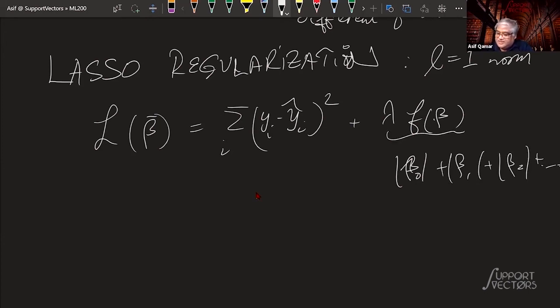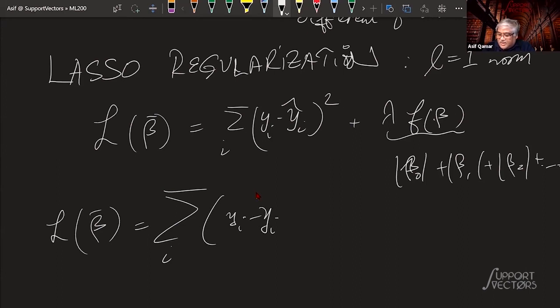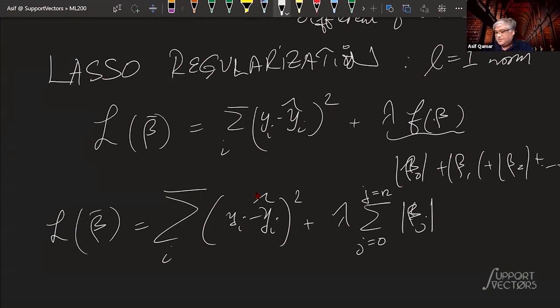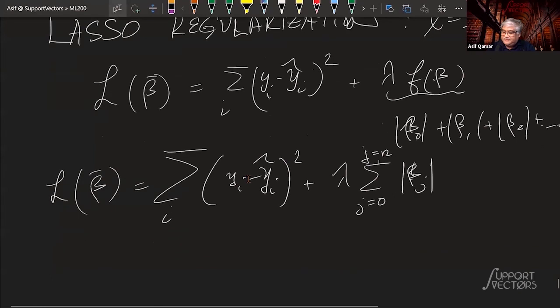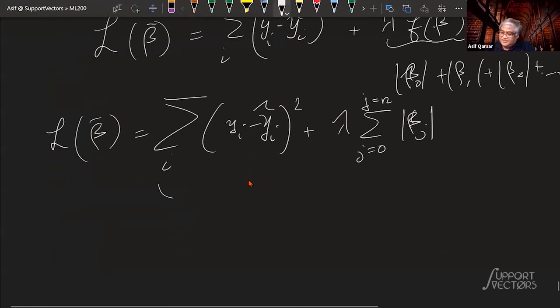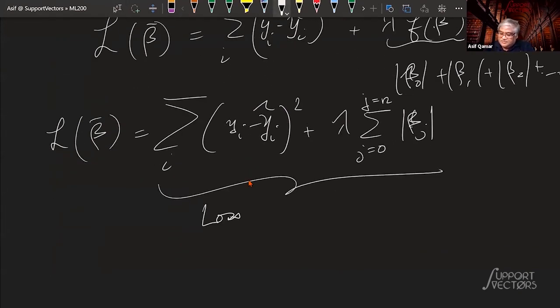So I can write this as L beta hat is equal to the sum over i of (yi minus yi hat) squared, plus lambda times the summation over the absolute value of beta j, with j going from 0 to, suppose, n dimensions. Whatever number of dimensions you take, it will be this. And when you minimize, this is the loss function for lasso.